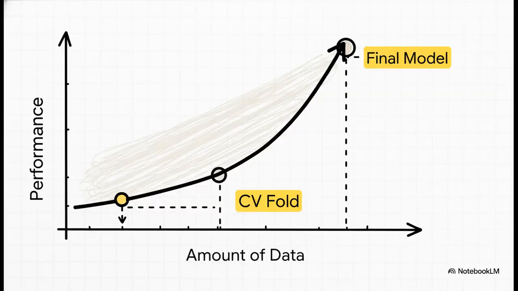Now, there's one last little catch with cross-validation you've got to keep in mind. Remember that learning curve? Performance gets better with more data? Well, in cross-validation, each fold is trained on a subset of your data, so it's a little bit smaller than your final model's training set. This means the performance estimate you get from CV can be a little pessimistic, a slight underestimate of how well your final fully trained model is actually going to do.